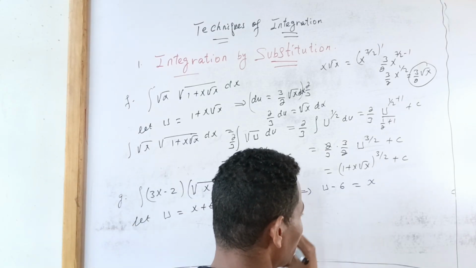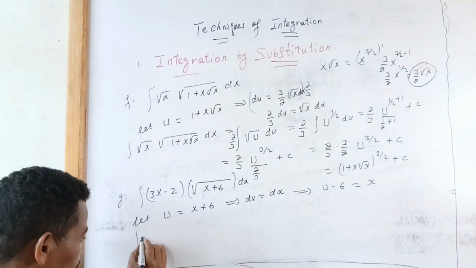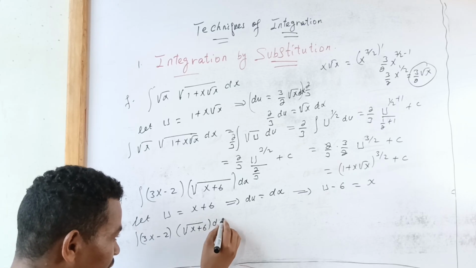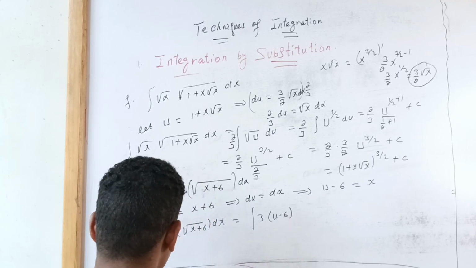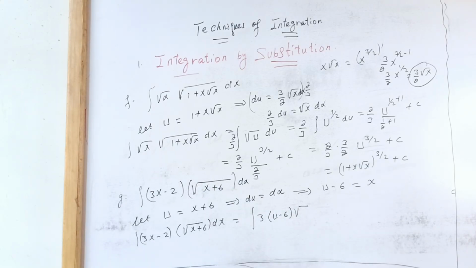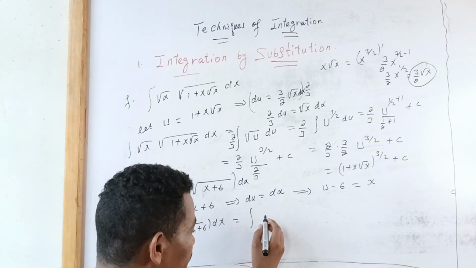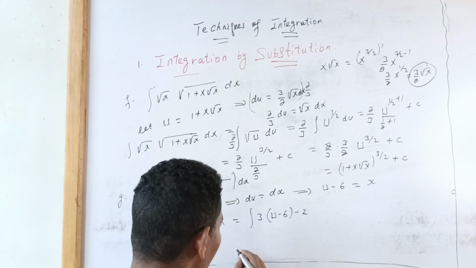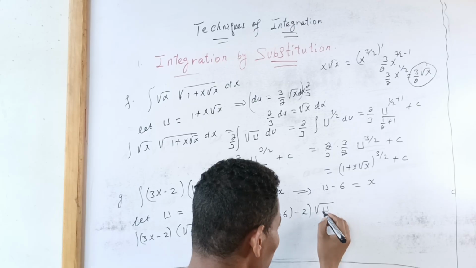From u equal x plus 6, u minus 6 is equal to x. So the integration of 3x minus 2 times radical x plus 6 dx is equal to the integration of 3 times (u minus 6) minus 2, times radical x plus 6, which is u, radical u du.